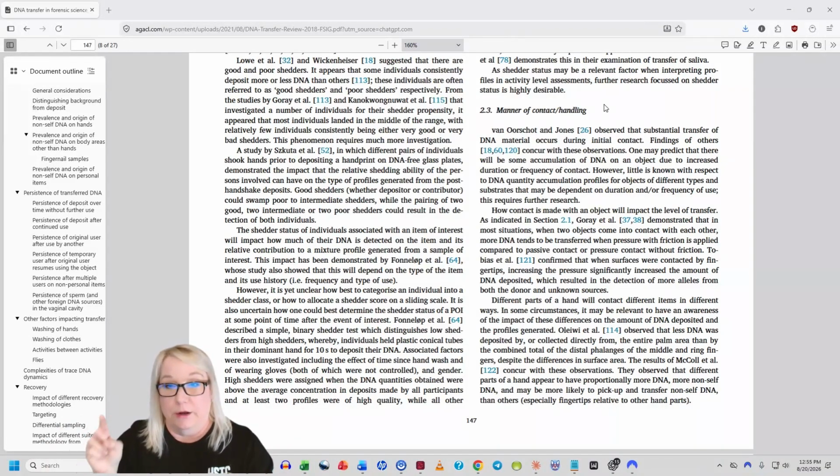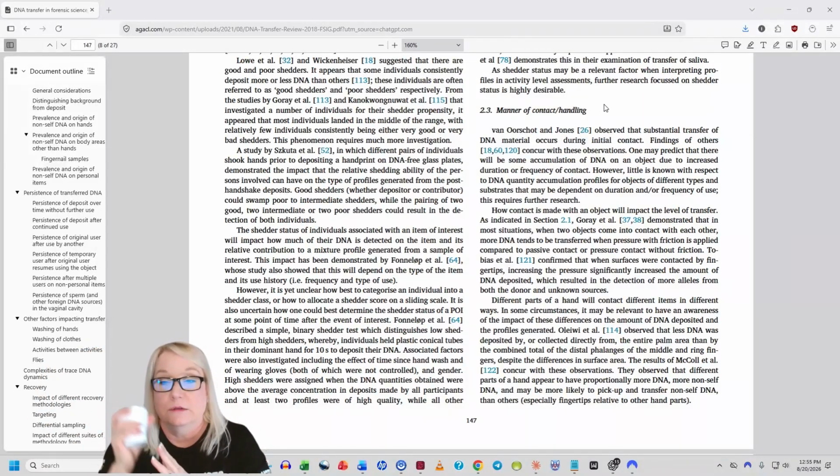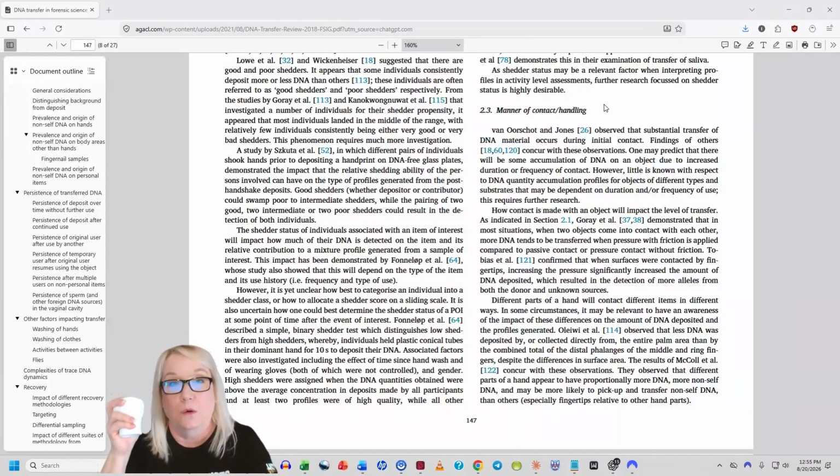And now we're talking about here, what they say is that one may, meaning might, predict that there will be accumulation of DNA on an object due to a longer time, increased duration. Here's my gum. Can't go without the props. Due to a longer time holding it, or how many times you come in contact with it. But they say little is known with respect to the DNA quantity accumulation profiles for objects of different types and substrates.